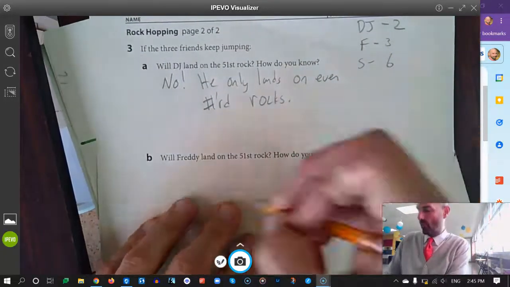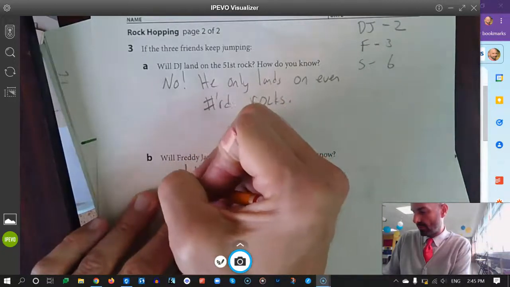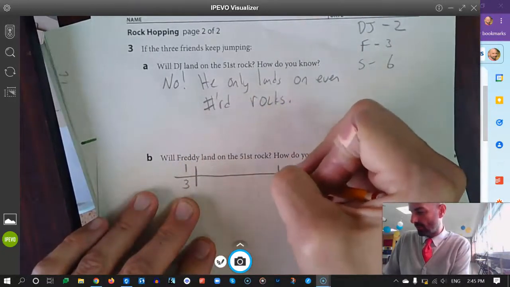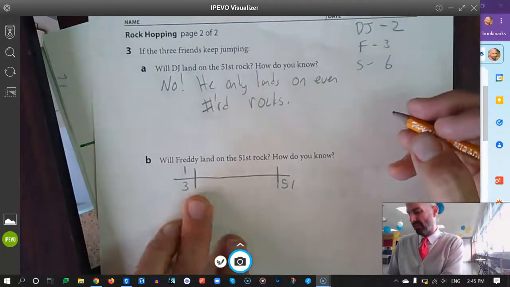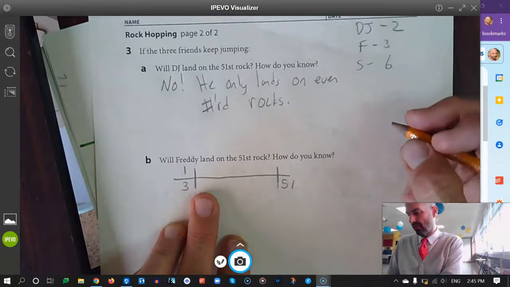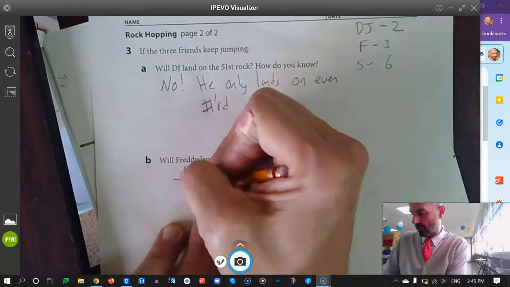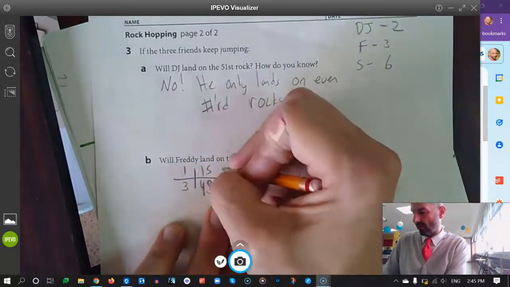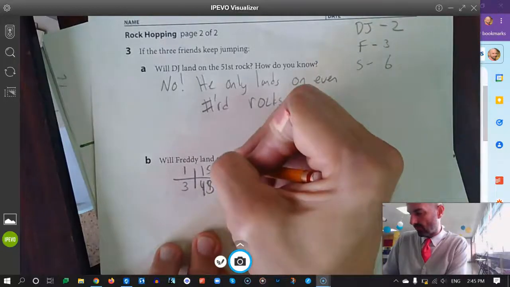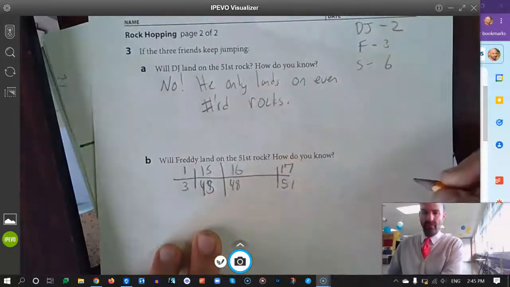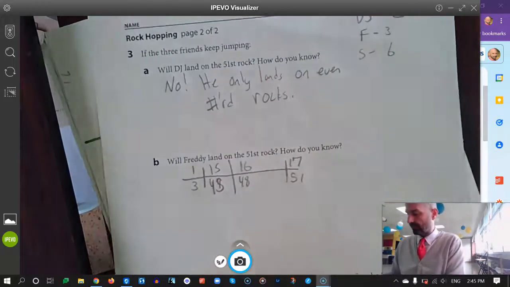Okay? If we wanted to look at this with jumps, on 1 jump, Freddie's on rock 3. How many jumps would he need to get to 51? 20 would get me to 60, so 10 is 30, 15 is 45. So if I go 15 jumps, he's going to be on rock 45. And then that's 6 more, right? Because then we go 48 and then 51, so 16, 17. On his 17th jump, Freddie will be on rock 51.